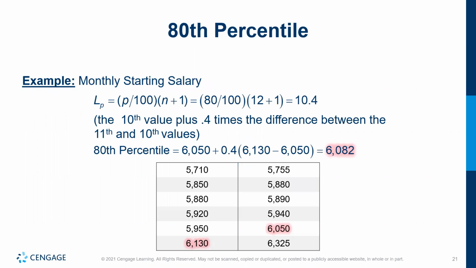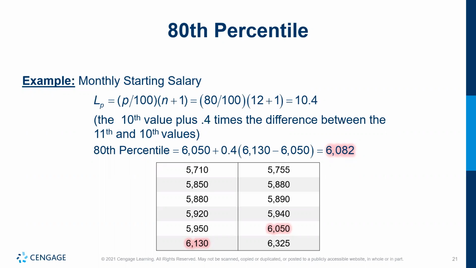Okay. So to find the 80th percentile, here we have a list of all these things. It's the monthly starting salary, back to the same example. We take P divided by 100 times n plus 1. So 80 divided by 100 is 0.8, times 12 plus 1, which is 13, gives us 10.4. And this is kind of weird: what we're calculating is the place, so 10.4.